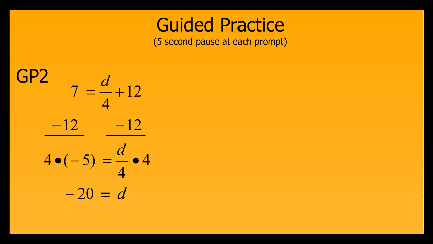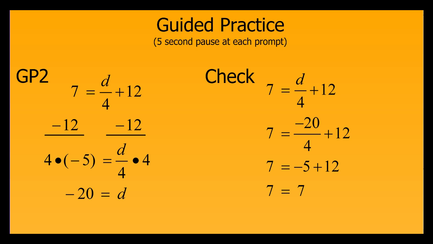Are we finished? No, we should check it. How do we check it? Rewrite the equation. Now what? Substitute our answer, negative 20, in for d, then simplify. Our solution works.